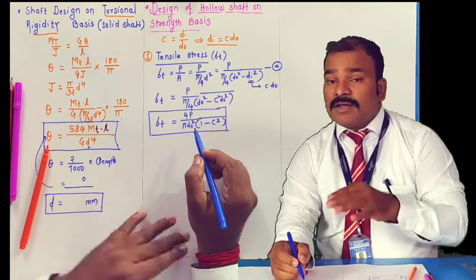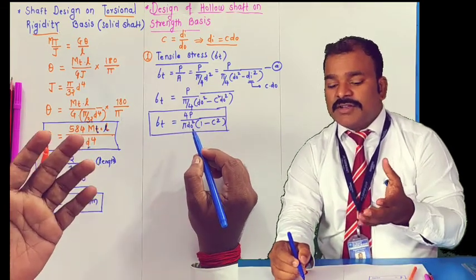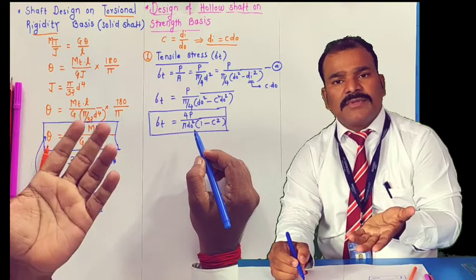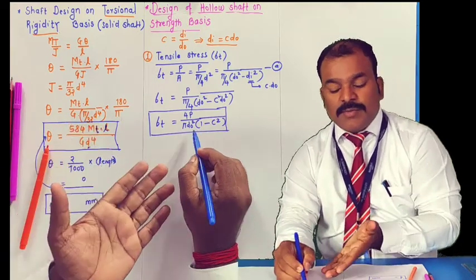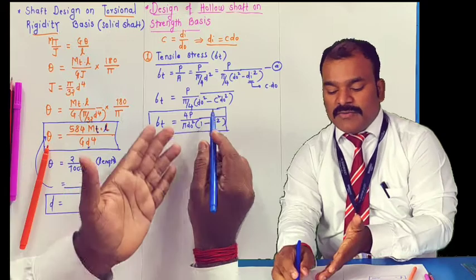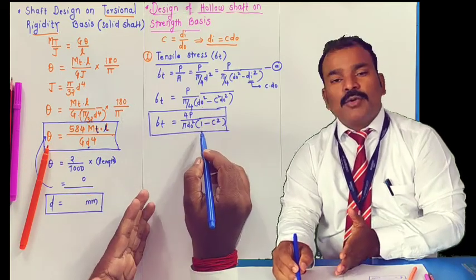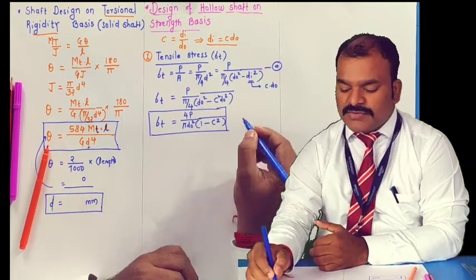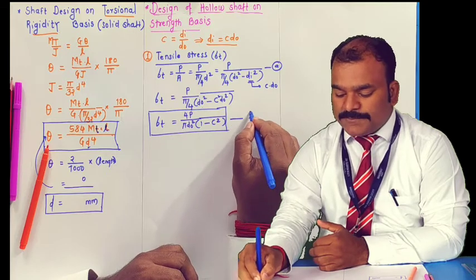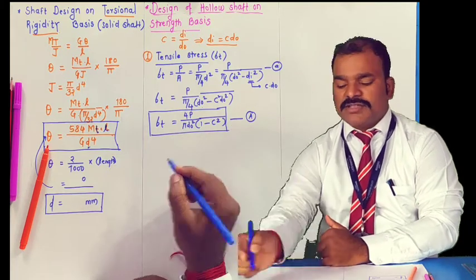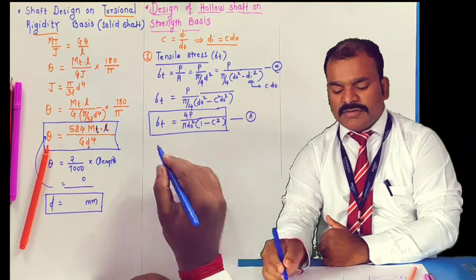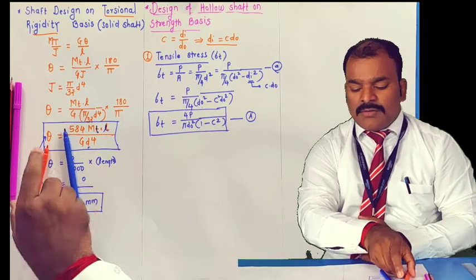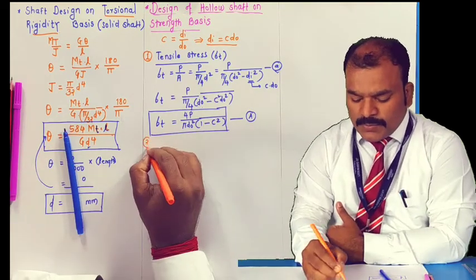Earlier, what was the equation for the solid shaft? It is 4P by pi d square. Now here it is 4P by pi do square, with the outer diameter taken common, into 1 minus C square. So this will be your equation A, the final equation. Now second, bending stress.